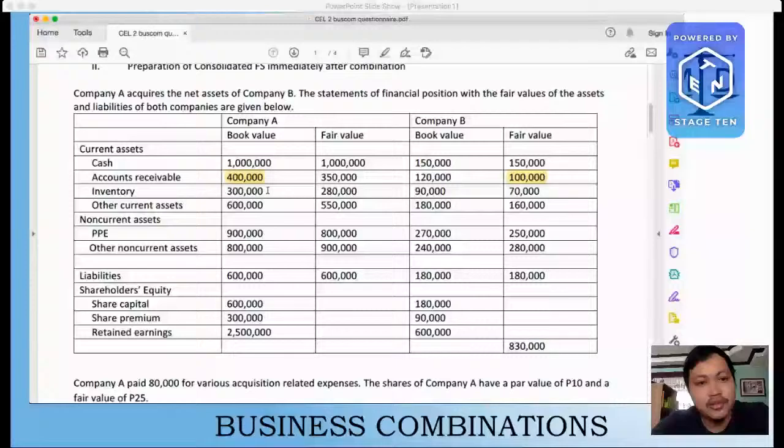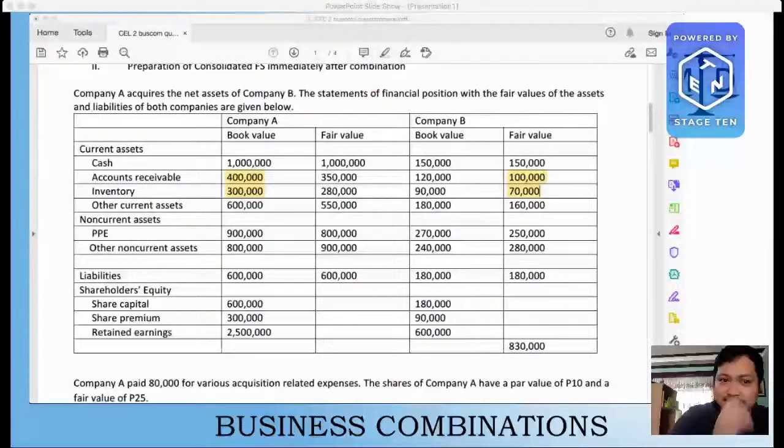So, the inventory of Company A is 300,000, while the inventory of Company B, even though in its books it appears at 90,000, the relevant valuation on the part of the acquirer is the 70,000. So in this case, the consolidated or combined inventory is 370,000. Okay, and then for your other current assets, you just add them, class.